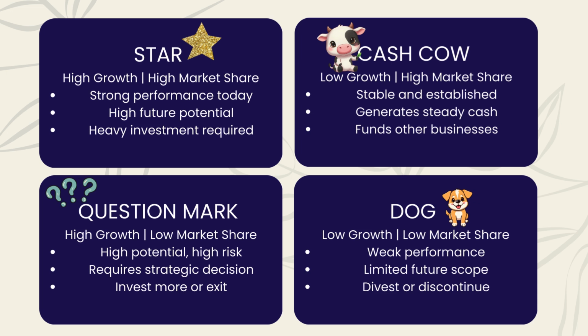First, stars, high market growth and high market share. These products perform well now and have strong future potential. Second, cash cows, low market growth but high market share. They generate steady cash that supports other products.